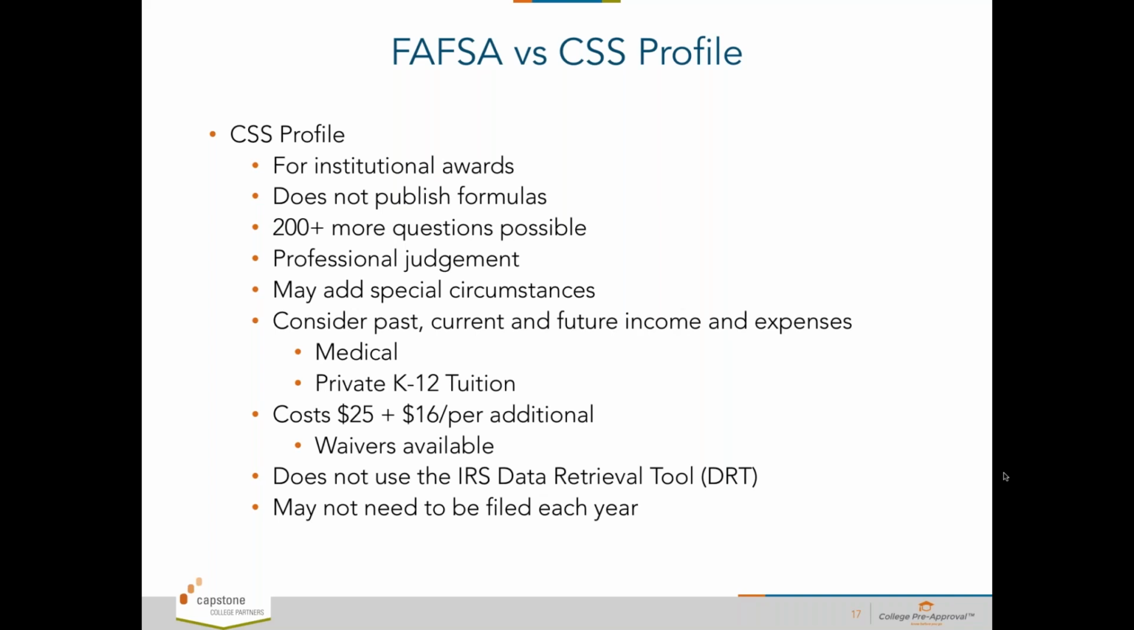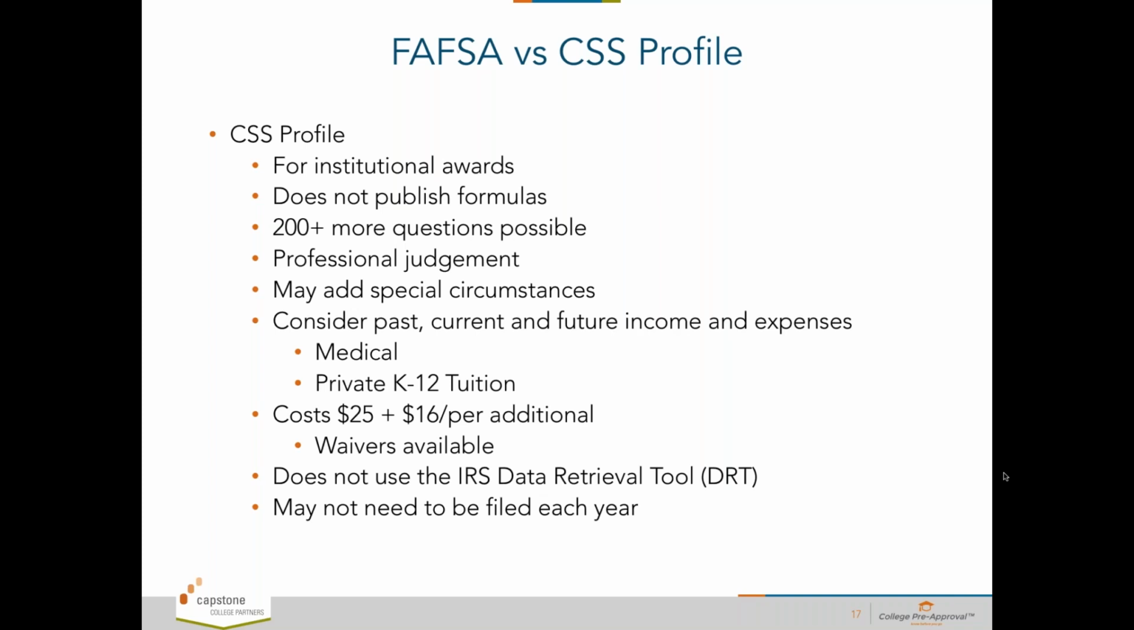So I mentioned one was the CSS Profile. It's really used for institutional awards. Like I said, a lot of these higher sticker price schools actually have very generous financial aid awards. The CSS Profile, they do not publish their formula. That's a key difference. The FAFSA, there's an EFC reference guide, formula guide that comes out every year. You know exactly how that's figured out. You can do it with pencil and paper.